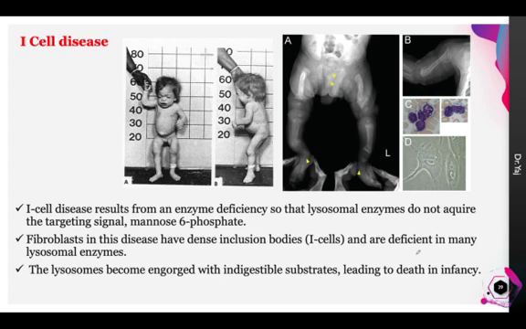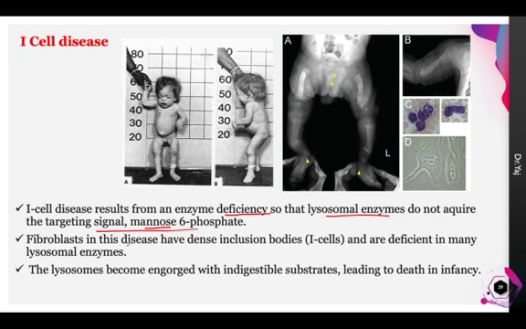As I told you, the lysosome is predominantly involved in the degradation of glycoproteins, and therefore if there are problems in lysosomal enzymes, there are sometimes problems with the degradation of glycoproteins, and one such disease is called I-cell disease. I-cell disease results from an enzyme deficiency, so that lysosomal enzymes do not acquire the targeting signal of mannose 6-phosphate.